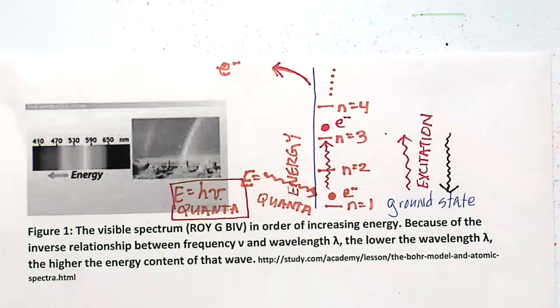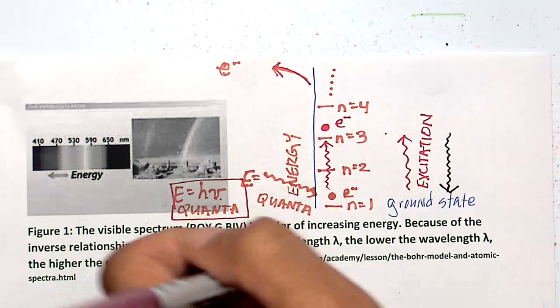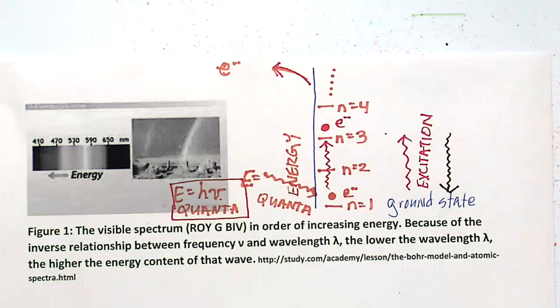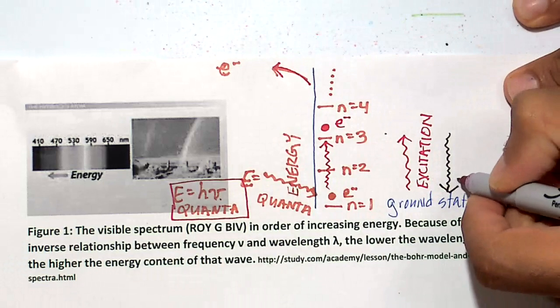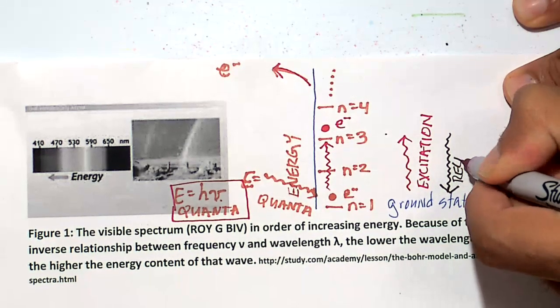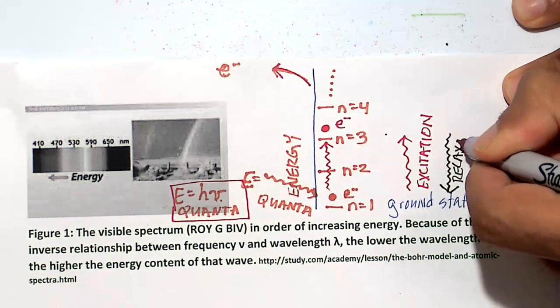So after excitation, you hit it with a quanta of energy. It gets excited to some energy level. I just gave it that much packet of energy to go to energy level 3 within the atom. After a while, it will relax back to ground state. So we're going back down. We're going to call it relaxation.